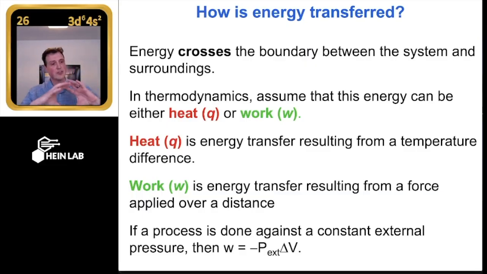Well, because we're dealing with three-dimensional objects, the typical one we're going to focus on for our work values, we're going to deal with three-dimensional things, like imagine a balloon that's expanding. We define work as PV, pressure volume. More specifically, it's the negative external pressure multiplied by the change in volume.